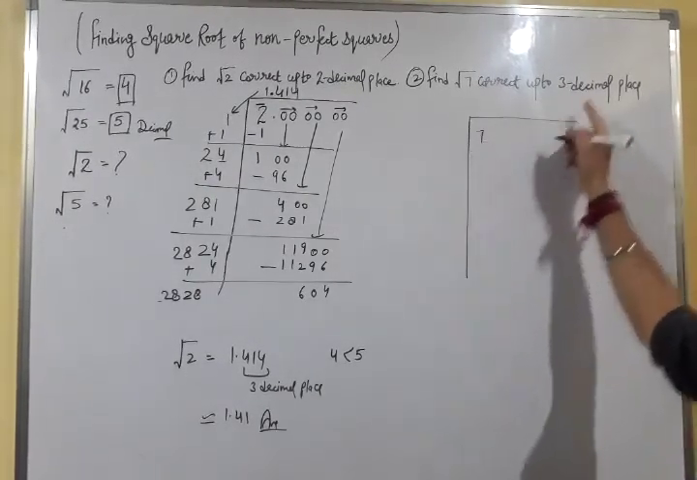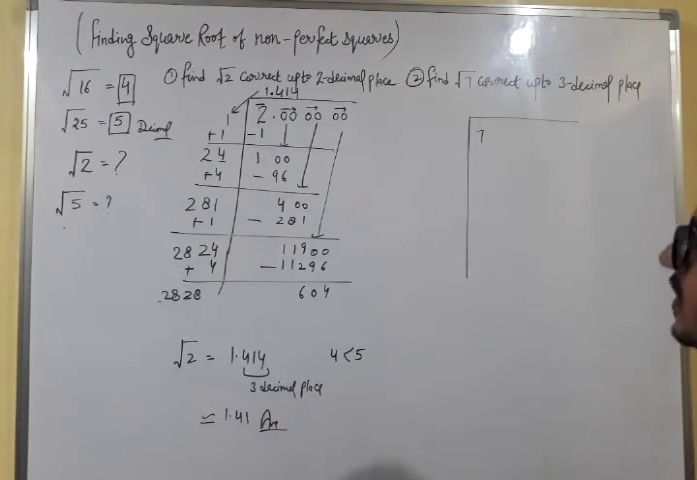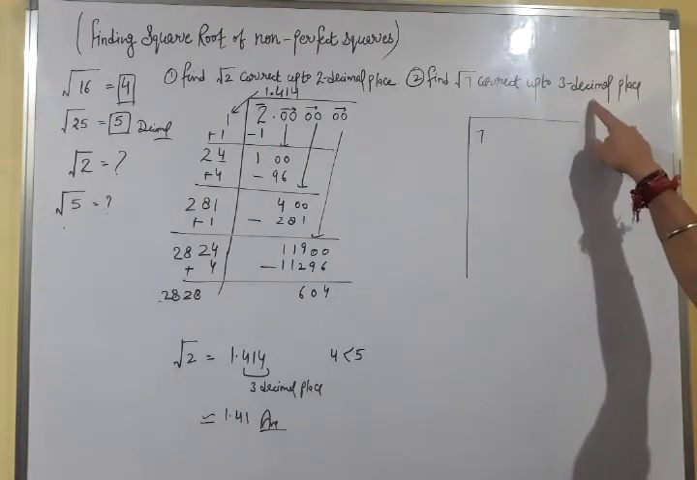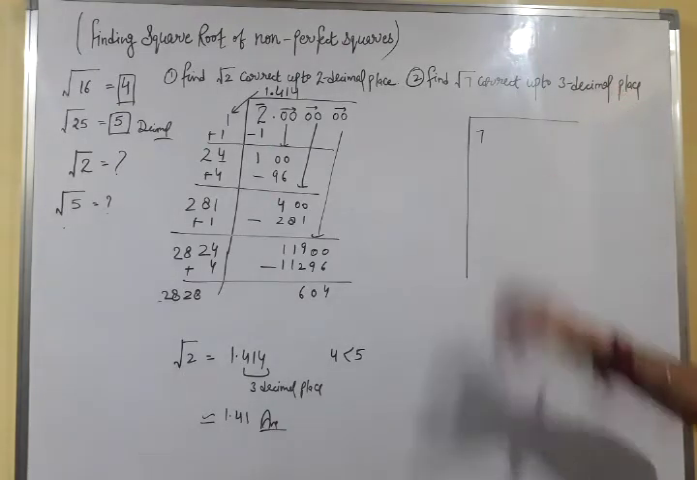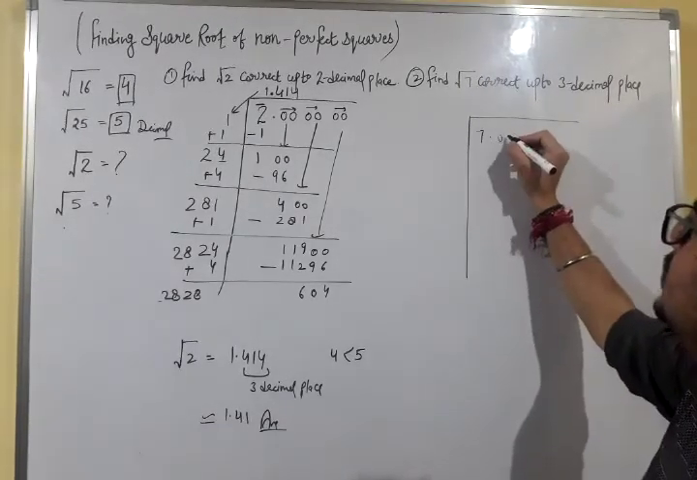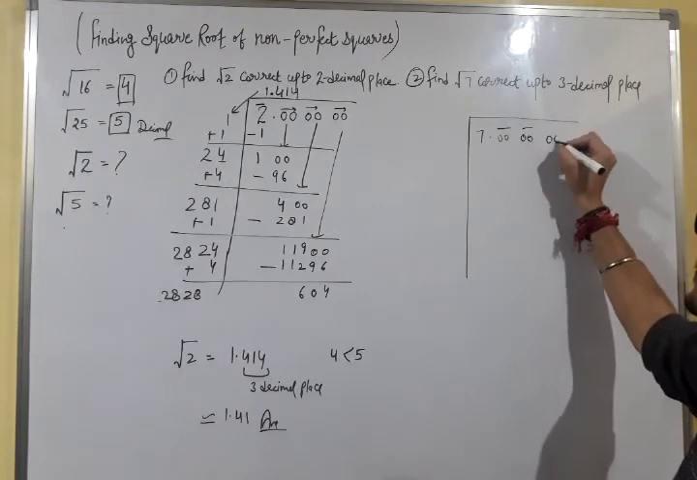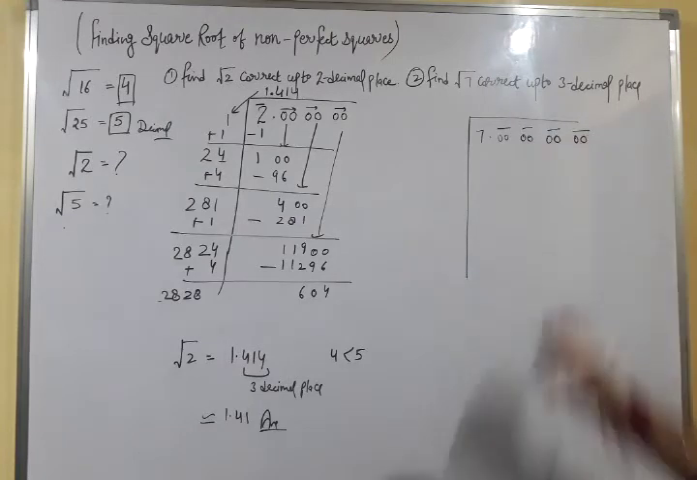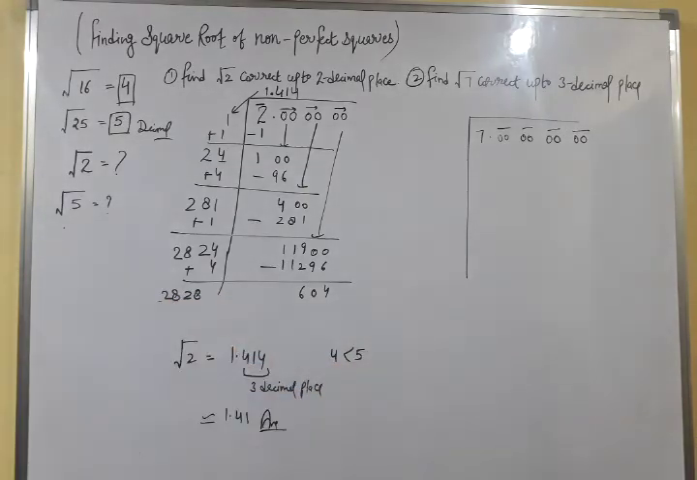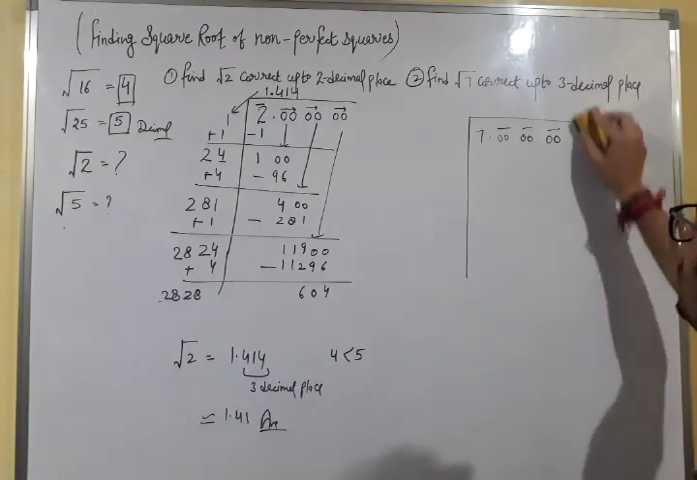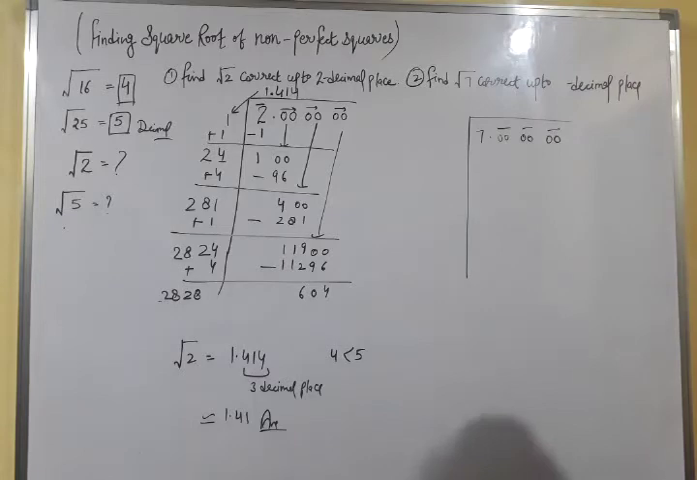Correct up to 3 decimal places. If we do it at 3 decimal places, how many zeros do we need? 8 zeros. This is your first place, second place, third place and fourth place. Then the question will be too lengthy and it is also not in your syllabus. So we will do this question corrected up to 2 decimal places.